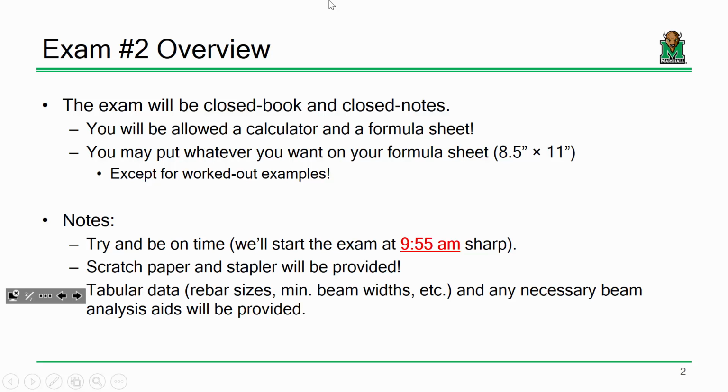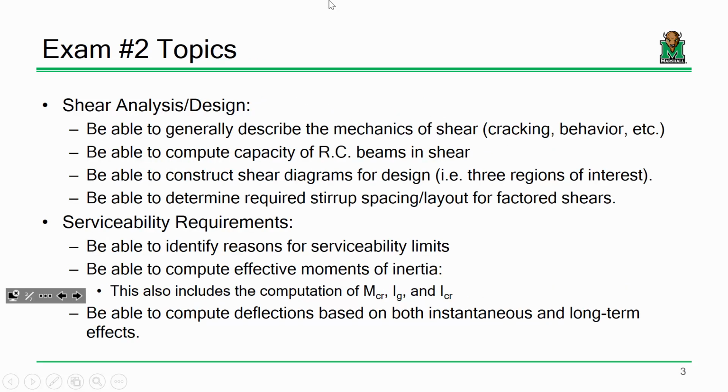You'll have staplers. One thing I'll say, anything that's tabulated, like any tabular data, you'll have. Although I'm not really sure what all you would need for this exam, maybe some rebar charts and whatnot, but any of the tabulated data I'm not going to make you memorize or put on your formula sheet.